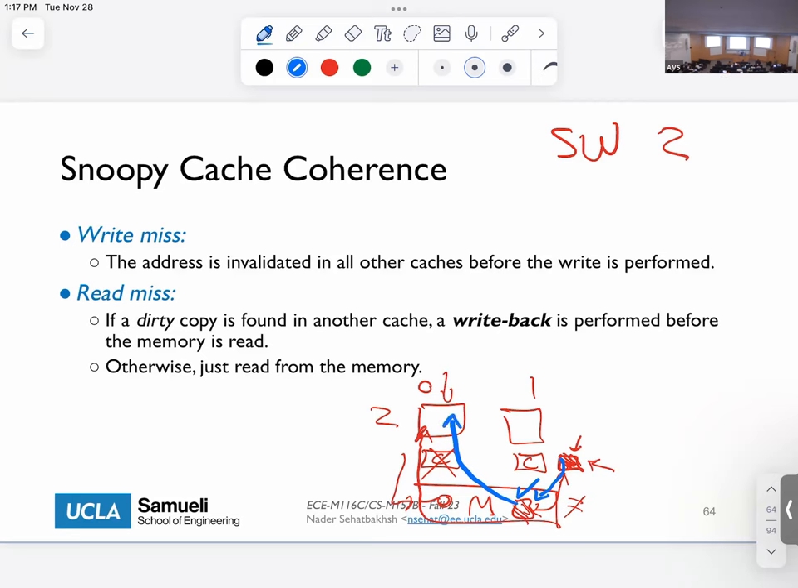So on a read miss, I need to go to the main memory, but the important step is if other cores have a copy of that data, and that copy is the dirty copy, it needs to be written back to the main memory. Main memory will get updated, and then that data will be forwarded to the core. Okay, so this is one thing that we need to do. If there is no dirty line or there is no copy of this data somewhere else, then we can just read it from the main memory the same way that we did before.